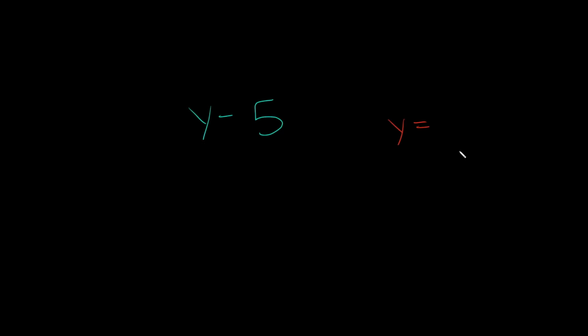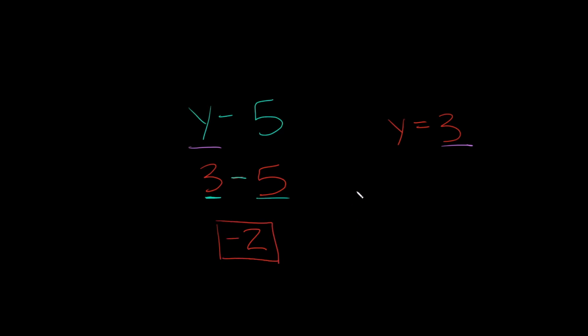Let's try another one. Okay, let's stick with y minus 5 one more time. But this time we're going to say y is equal to 3. Okay, so in this case, that means we're going to plug in 3 for y right here. So instead of y minus 5, we're going to have 3 minus 5. Okay, and what's 3 minus 5? Negative 2, right? Because we have a small number and we're subtracting a bigger number. So that's why our answer is negative. So negative 2. Okay, let's try another example.